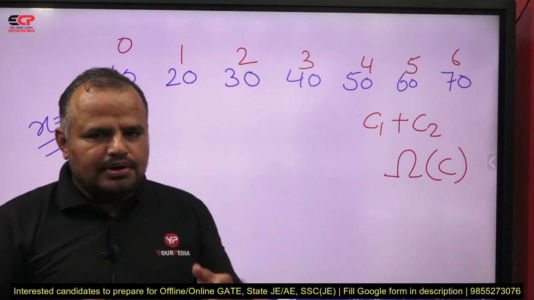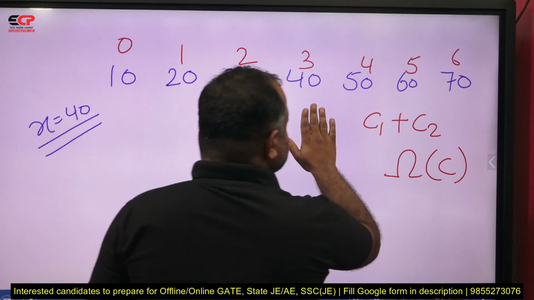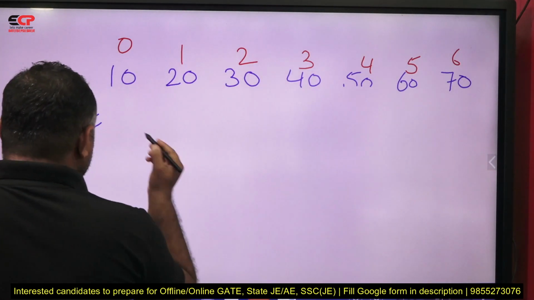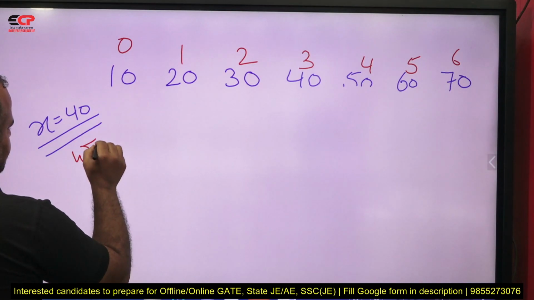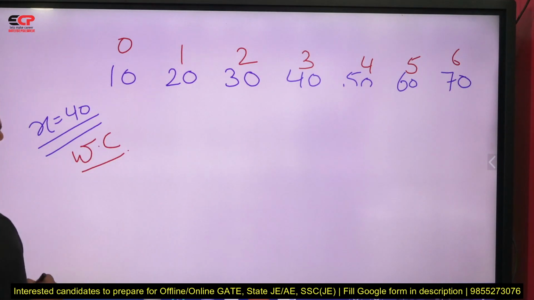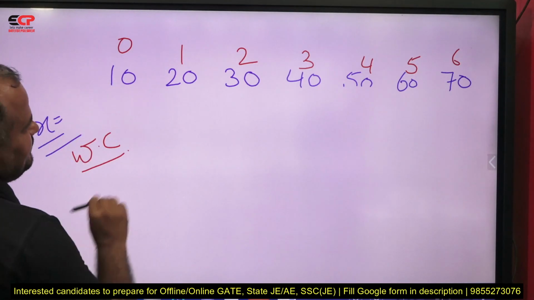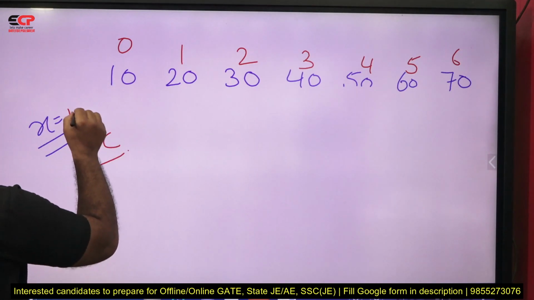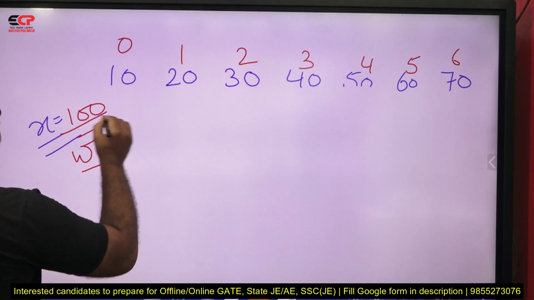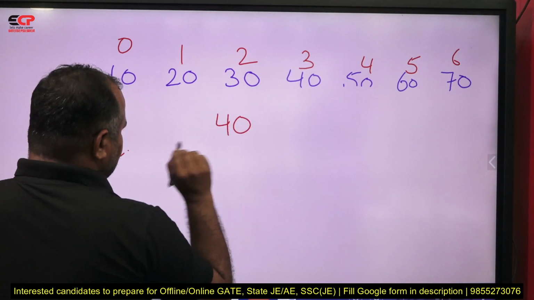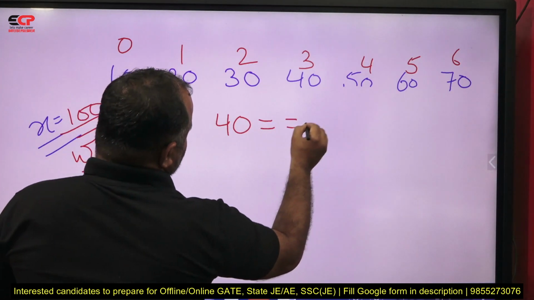But if we talk about the worst case, see now the logic starts. In the worst case, if you want to search an element which is like 100, then how can you proceed? Find the middle element, that is 40. Is 40 equal to 100?